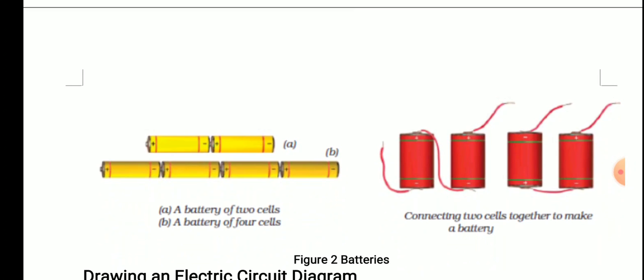Okay, connecting two cells together to make a battery. You can see how it is connected now. They are connected through the wire, the wire from the upper part is connected to the lower part of the next, and so on continuously. So it is the combination of two cells working together to make a battery. I hope now by the diagram it is clear to you how the cells are connected to make a battery.